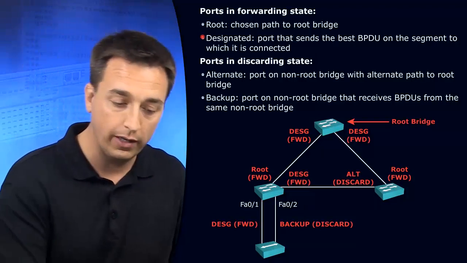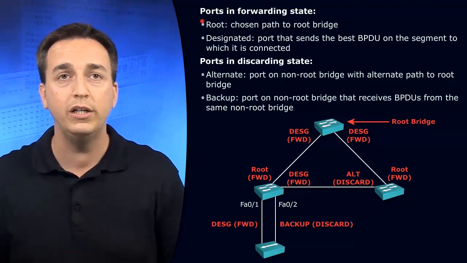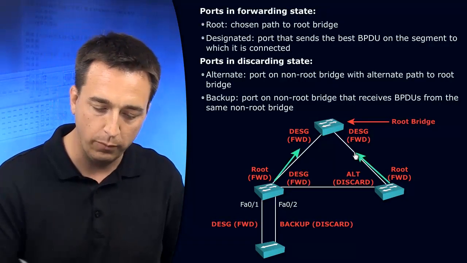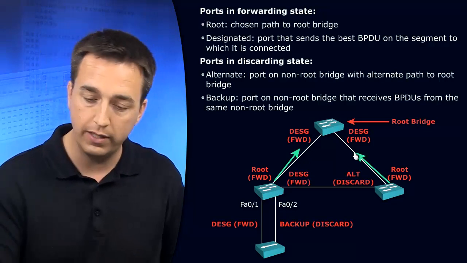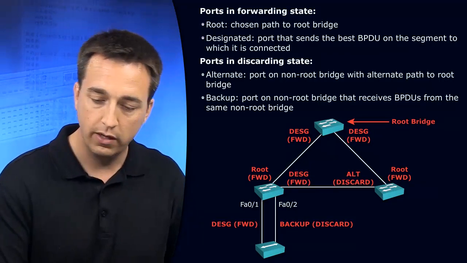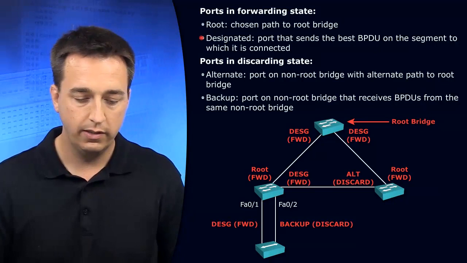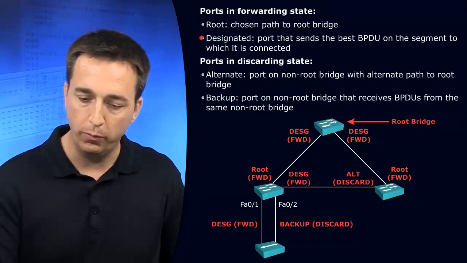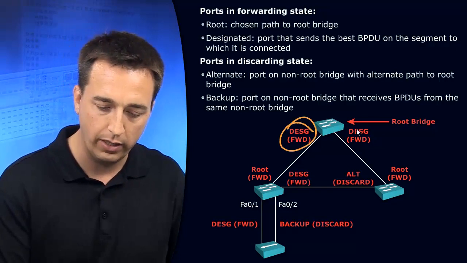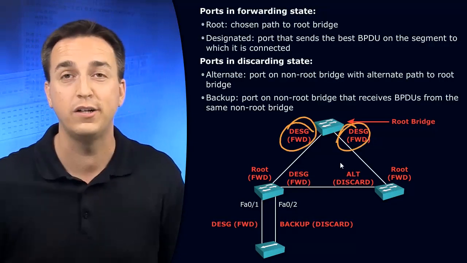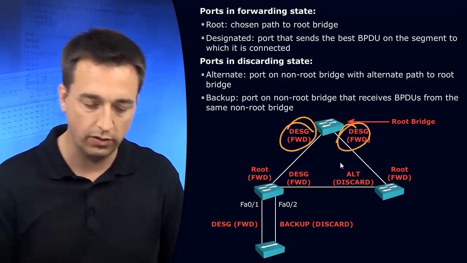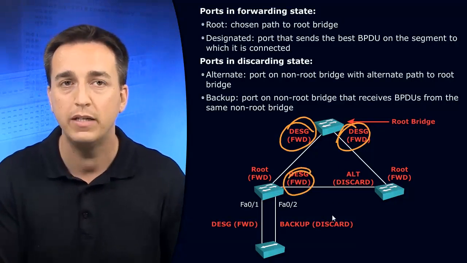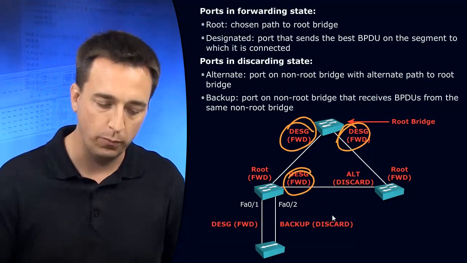So the root port is the port on the non-root bridges with the shortest path back to the root bridge, as we can see here. And our designated ports are going to be the ports on the segments that are closest to the root bridge. And we can see that here, the designated port here. Well, they're directly connected to the root bridge, so you can't get any closer than that. This is the designated port that was chosen on this segment, being closest to the root bridge.